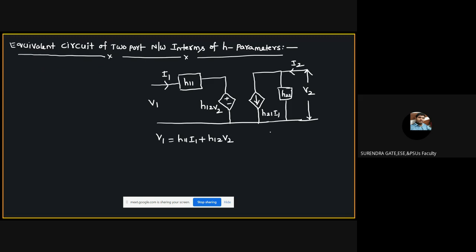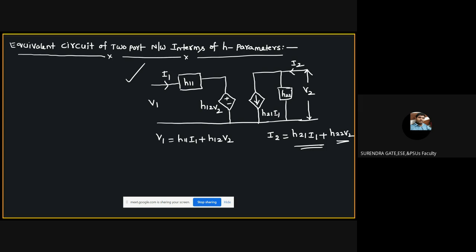From this, what is I2 equal to? V1 and I2 in terms of I1 and V2: H21 I1 plus H22 V2. That is satisfied. This is the equivalent circuit of a two-port network in terms of H parameters.